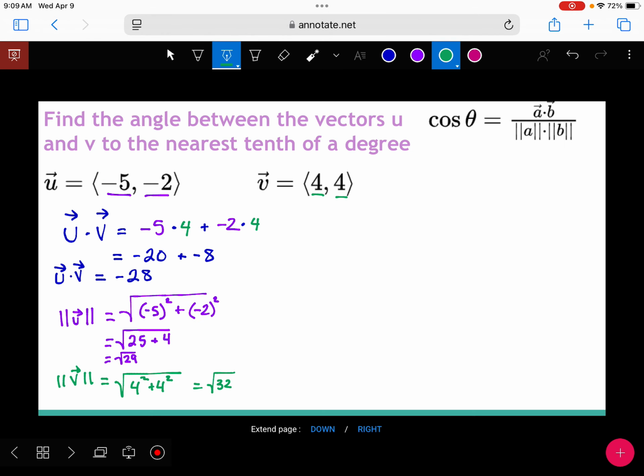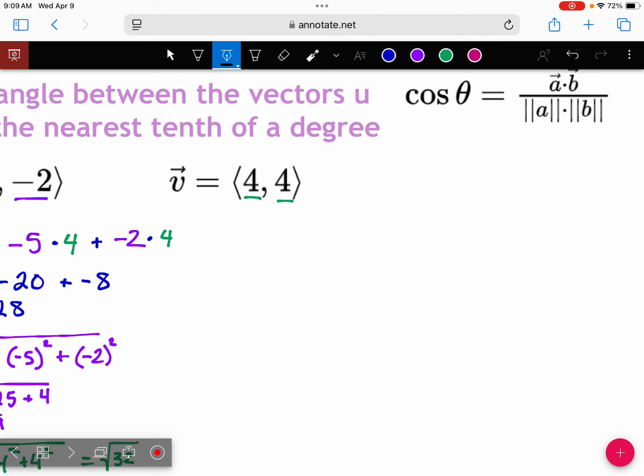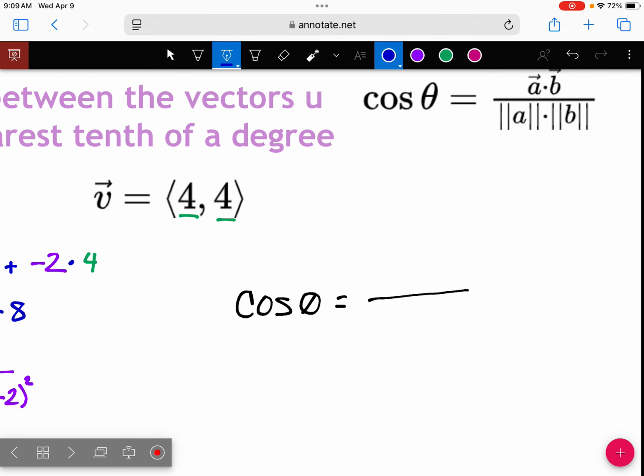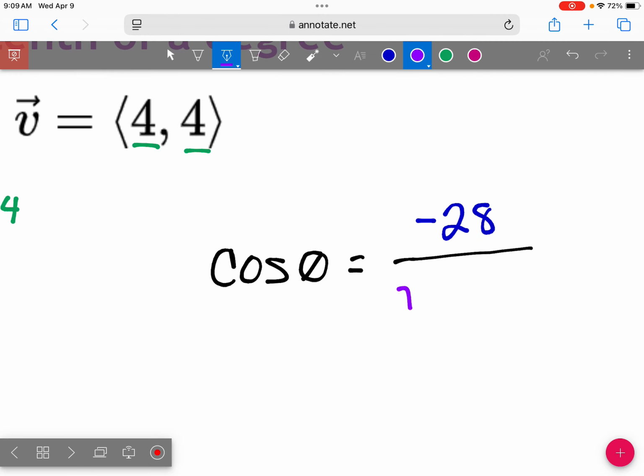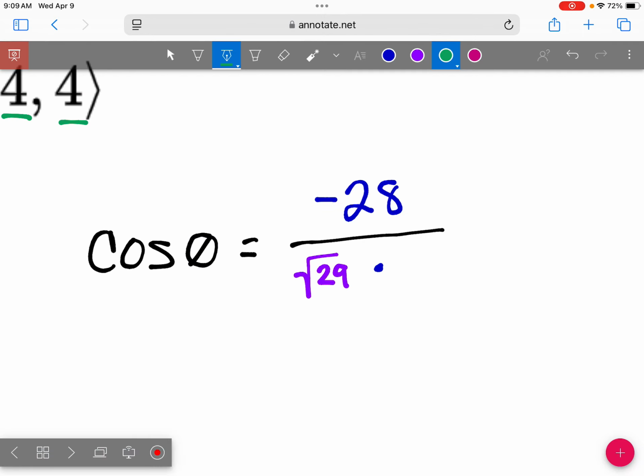But if it bothers you, there's no harm in it. So now what we're going to do is find the angle between these vectors. That means we're using this guy, our new formula. So what that tells me is we're going to have cosine of that angle. We're going to put that dot product on the top. We got dot product was negative 28. And our denominator, we have our magnitude of u, which was square root of 29, times the magnitude of v, square root of 32.